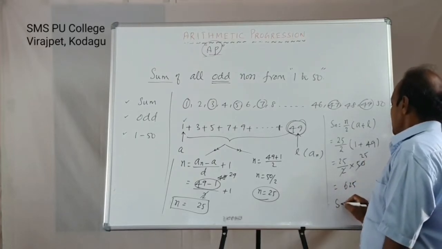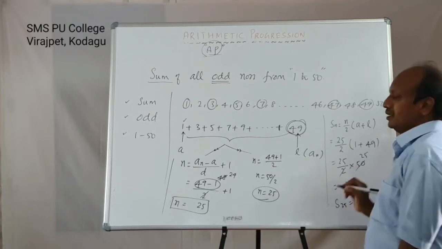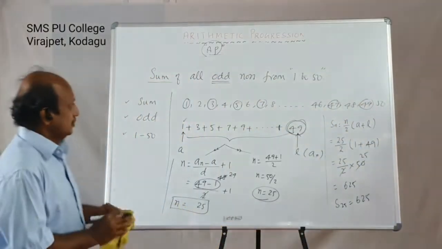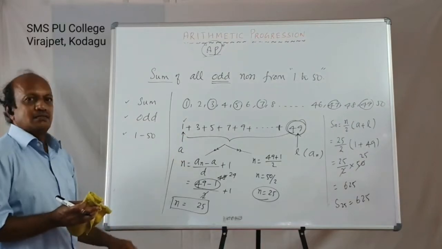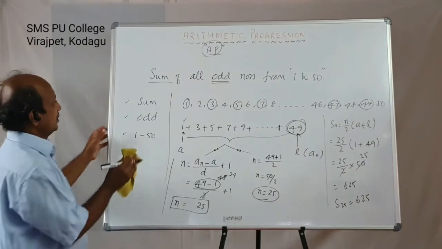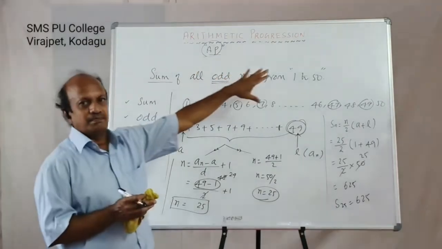Therefore, S25 of odd numbers is nothing but 625. Right. I feel it is clear. If there is any doubt, just pass on your questions in the feedback column, then it will be able to clarify your doubts. First basic idea required is read the problem.